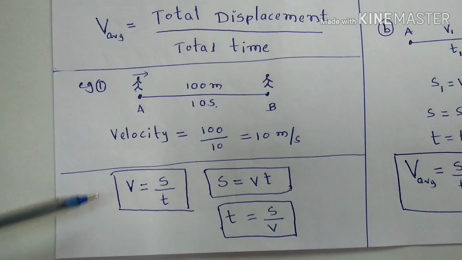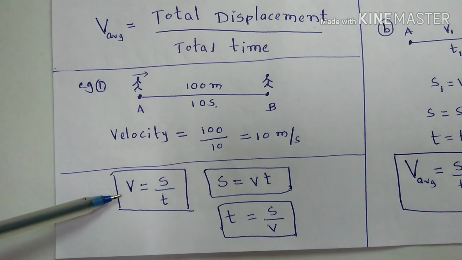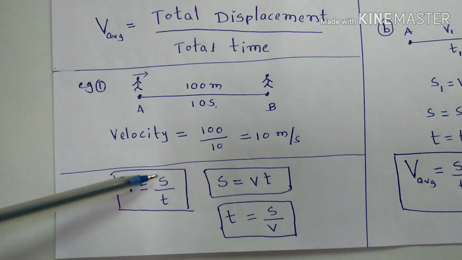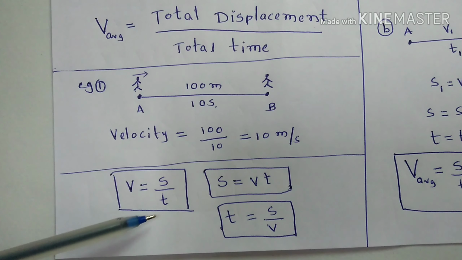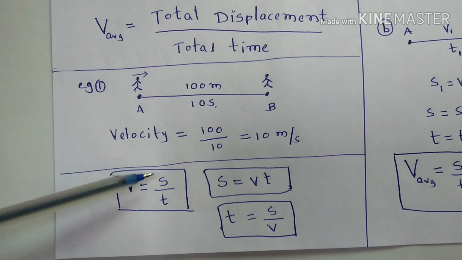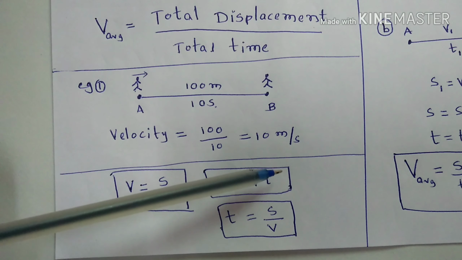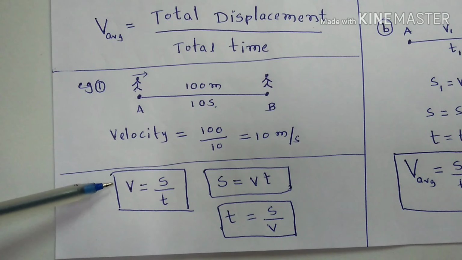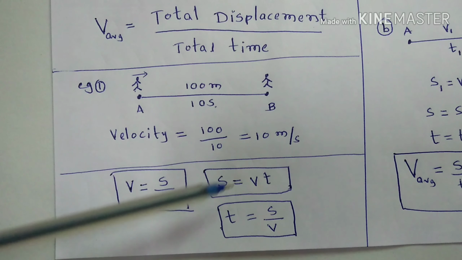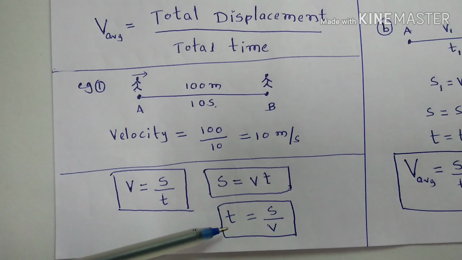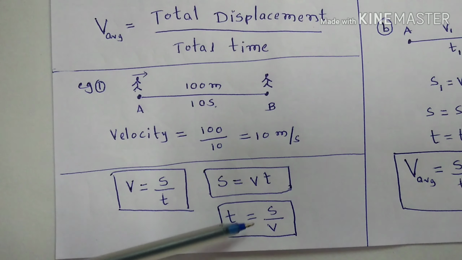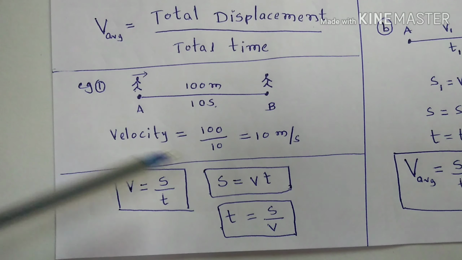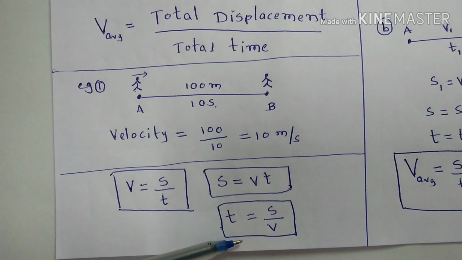Okay. Some formulas I will explain. Velocity V is equal to displacement S by time T. Another way, displacement S is equal to V into T. T comes to this side, no? It will multiply. And another formula: T, the time taken, is equal to displacement divided by velocity. These formulas we will use in solving further problems. Okay, keep watching.